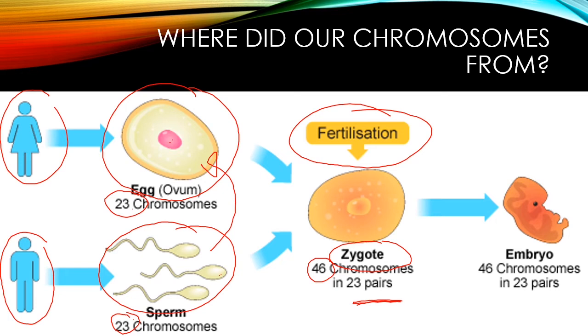That little zygote will then start to divide and divide and divide. It becomes an embryo, which is the early stage of pregnancy. It becomes a fetus, and then, of course, when it's born, becomes a baby. So our chromosomes, of course, came from our father and our mother.